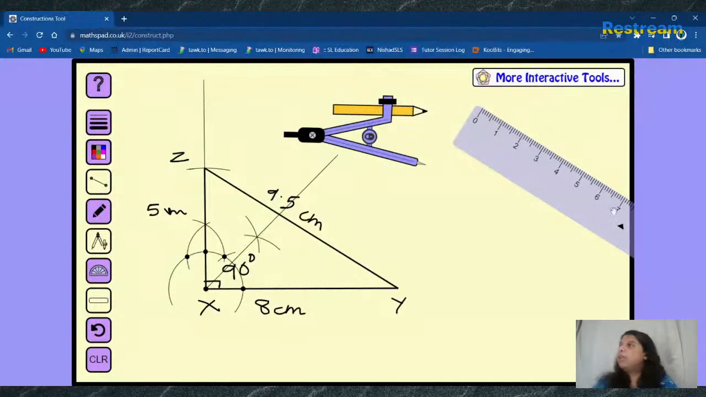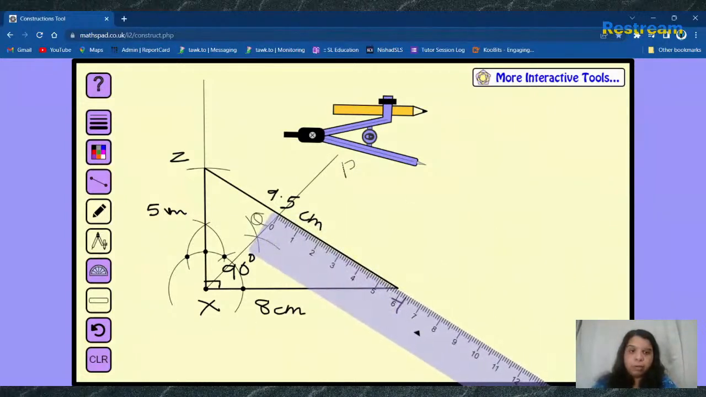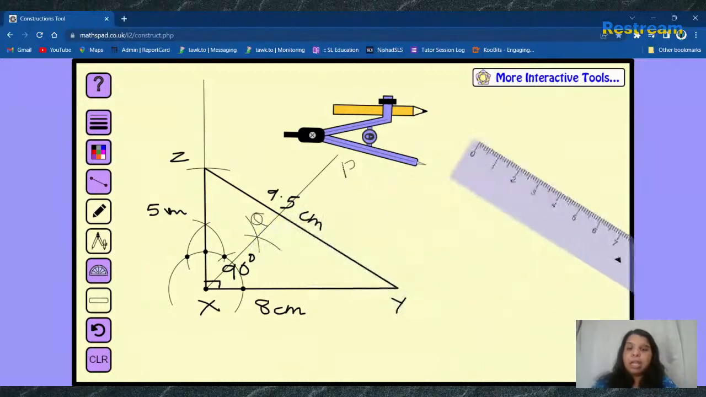Now they had asked to find, by measuring, the length of QY. So this point is Q. This point here is Q and there is some point here, P. Okay, and the length of QY. So we are going to take the same thing and we are going to see. It is about 5.8 centimeters.